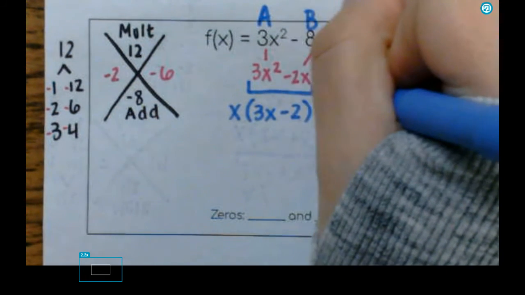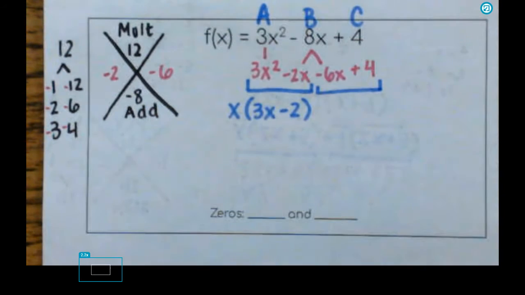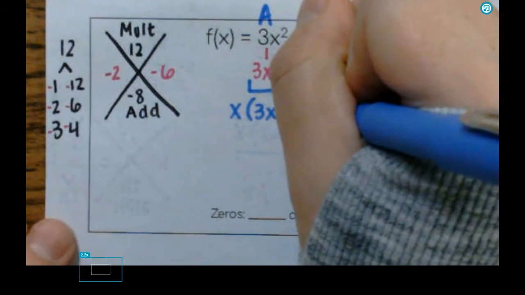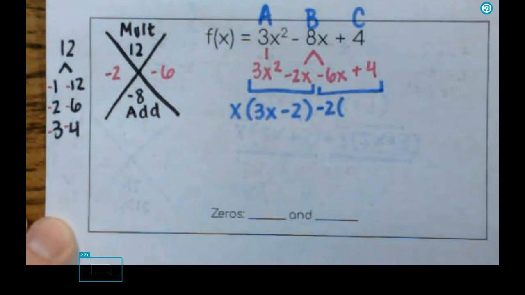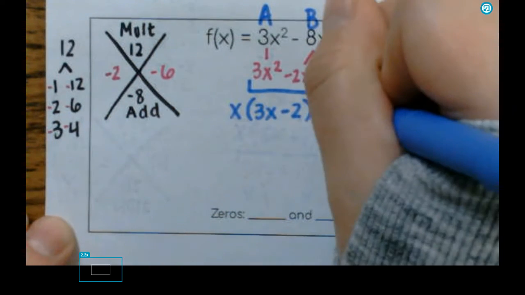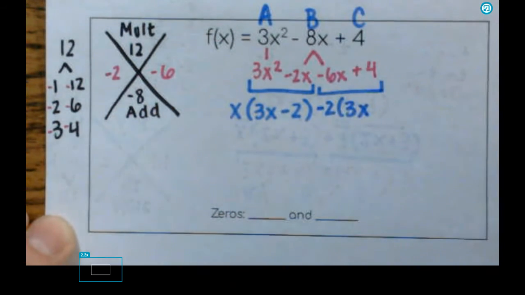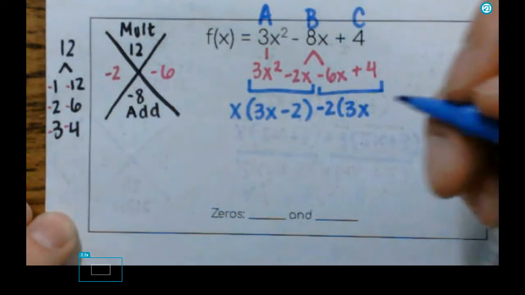Okay. When I'm looking at my second pair, I can divide 6 and 4. I can divide those both by 2. But since it's negative 6x, anytime that third term is negative, we want to divide out a negative 2. So I'm going to divide out by negative 2 here. 6x, or negative 6x divided by negative 2, is going to be positive 3x. And then 4 divided by negative 2 is going to be negative 2.